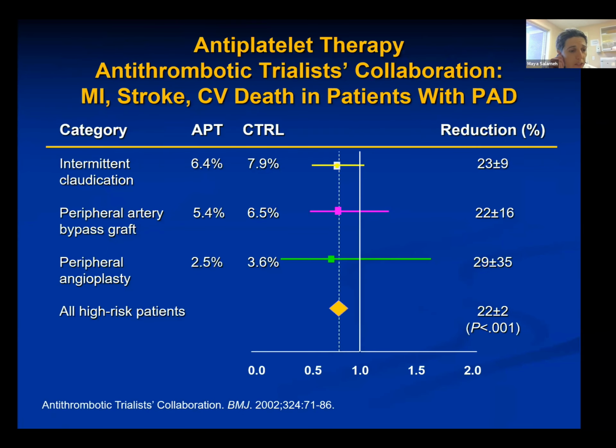The data for antiplatelet therapy in this patient population was mainly derived from a meta-analysis that was published in 2002 and included over 9,000 patients with PAD, and overall showed a 22% reduction in risk of the primary outcome, MI, stroke, and cardiovascular death in patients with PAD. And benefit was actually consistent across all PAD subgroups, including the ones who had undergone revascularization. And the main antiplatelet agent used in this trial was aspirin.